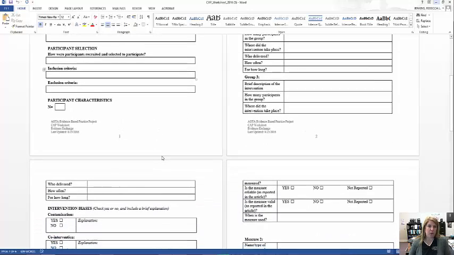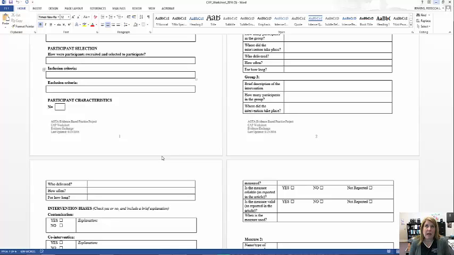How were the participants recruited and selected to participate? Again, that's just your own information, your own ideas based on what it said in the article. You're putting it into your own words. The inclusion criteria are the things that make me want to include somebody in this study.